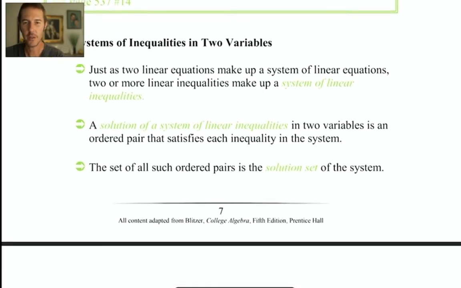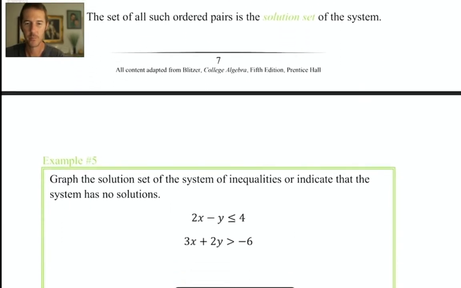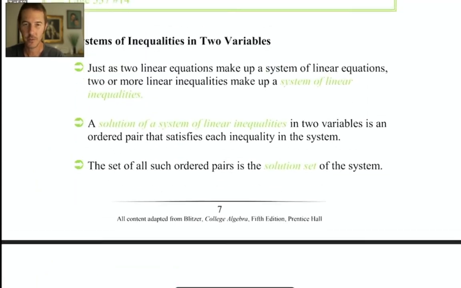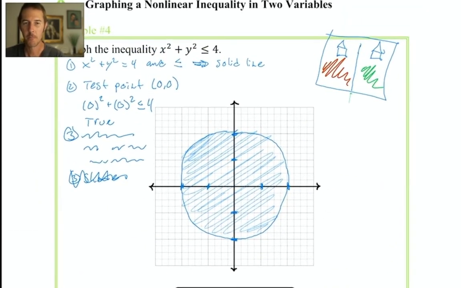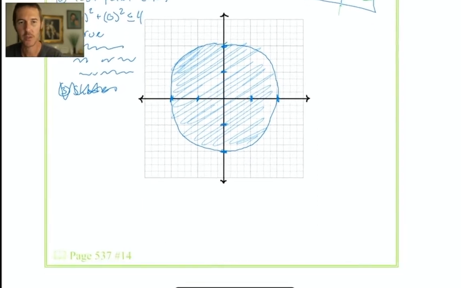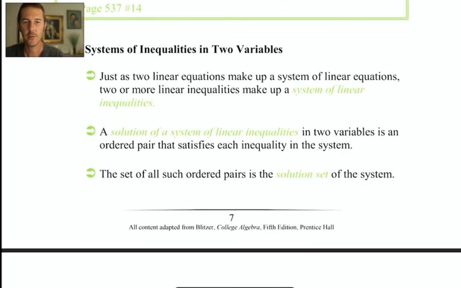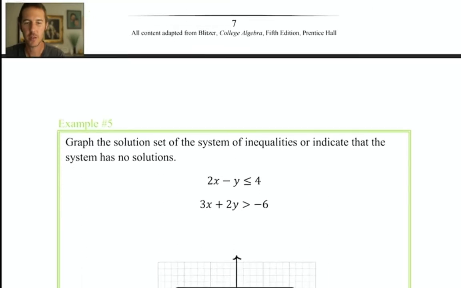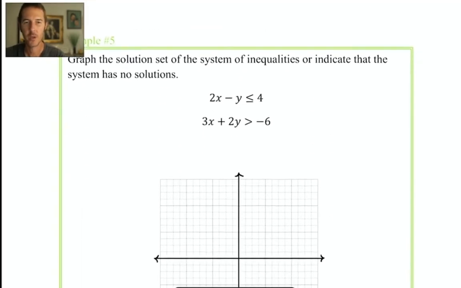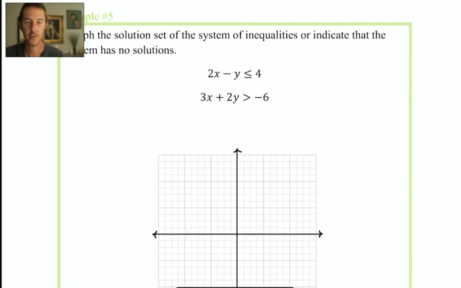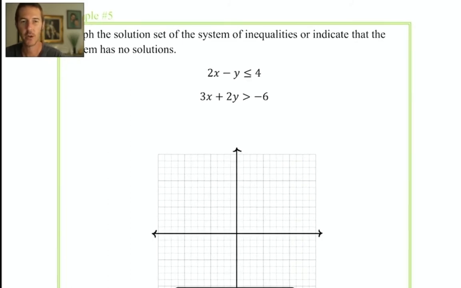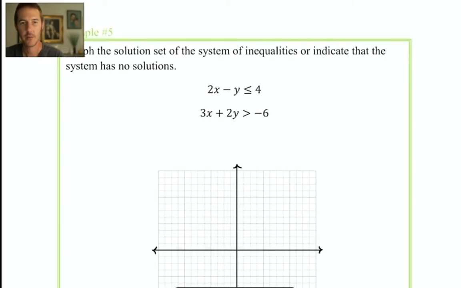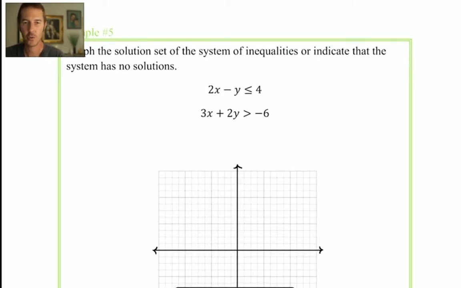Systems of inequalities in two variables. All right, systems in two variables. So we've got a system of inequalities this time. Graph the solution set, right? It's a set of points, and we're going to represent it graphically as a shaded region, or indicate that the system has no solution.